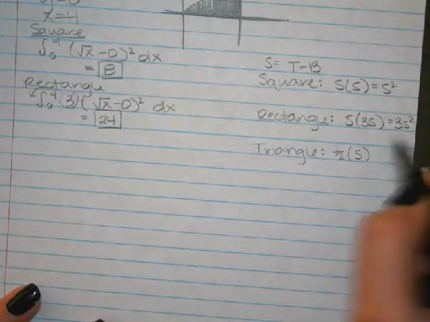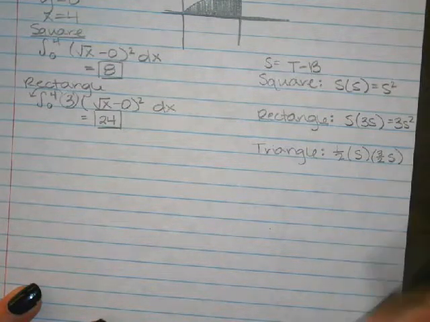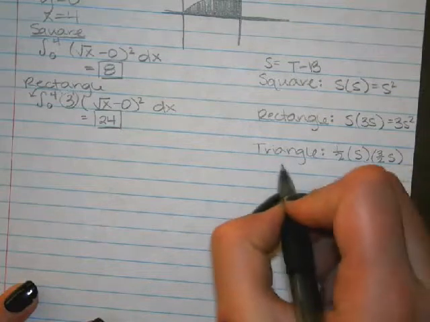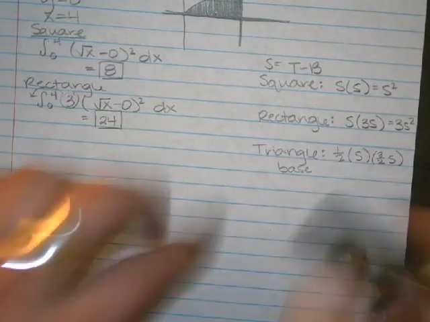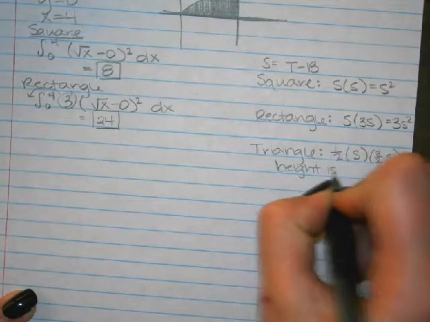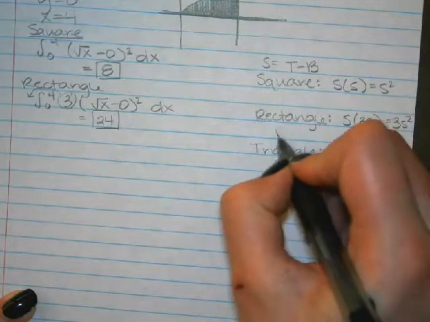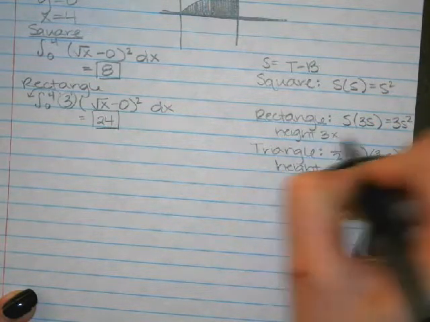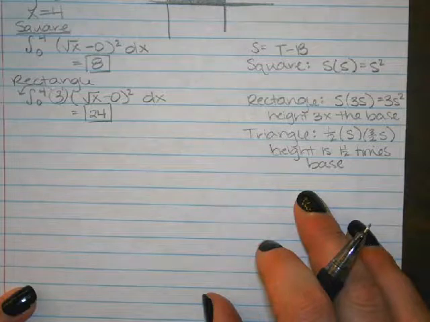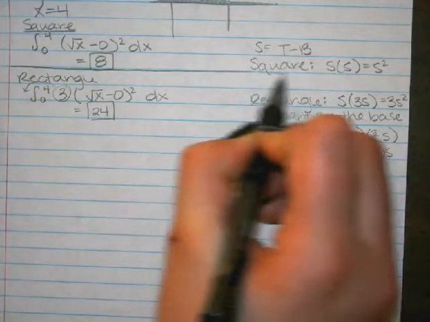So what am I going to write next? Times 1/2 the base. Do you see how I did that? So this is a triangle where the height is 1/2 times the base. And in my notes, I'm going to say that for this rectangle, the height was 3 times the base. Just so we have that in our notes. Okay. So 1/2 base times 1/2 base.